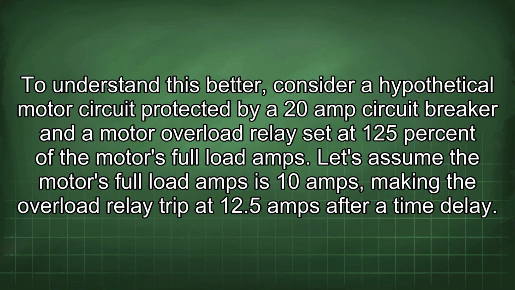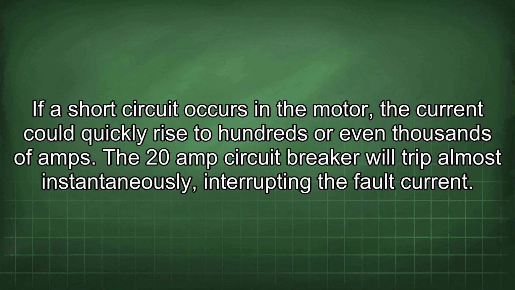To understand this better, consider a hypothetical motor circuit protected by a 20 amp circuit breaker and the motor overload relay set at 125% of the motor's full load amps. Let's assume the motor's full load amps is 10 amps, making the overload relay trip at 12.5 amps after a time delay. If a short circuit occurs in the motor, the current could quickly rise to hundreds or even thousands of amps. The 20 amp circuit breaker will trip almost instantaneously, interrupting the fault current.